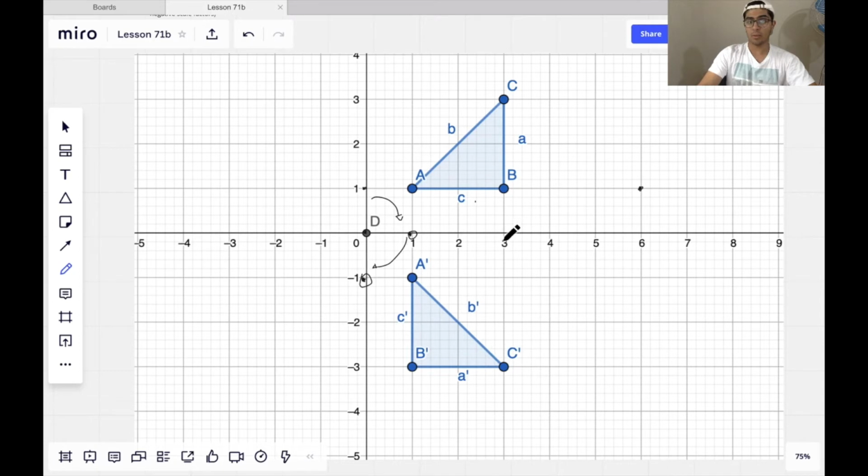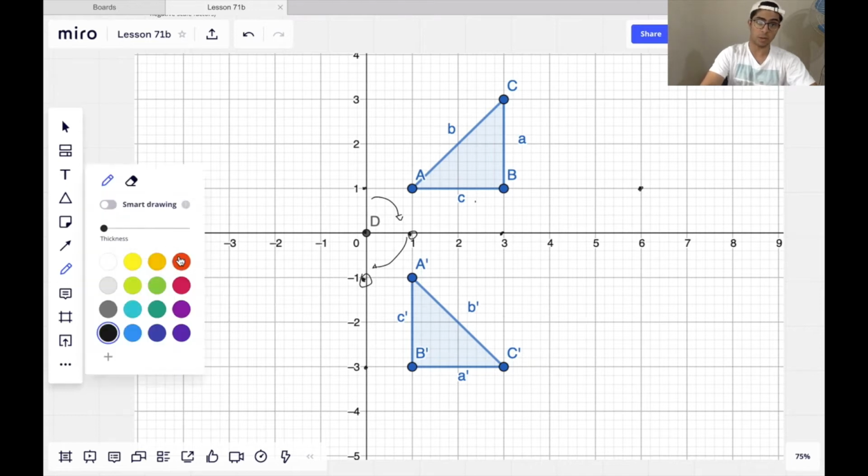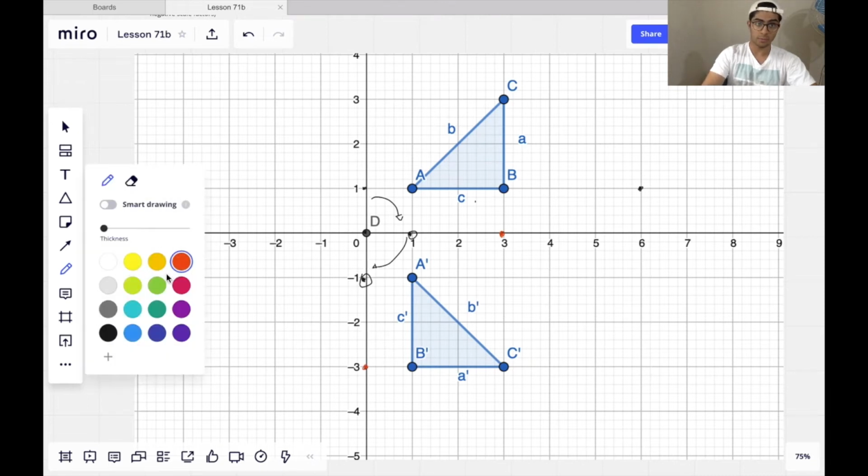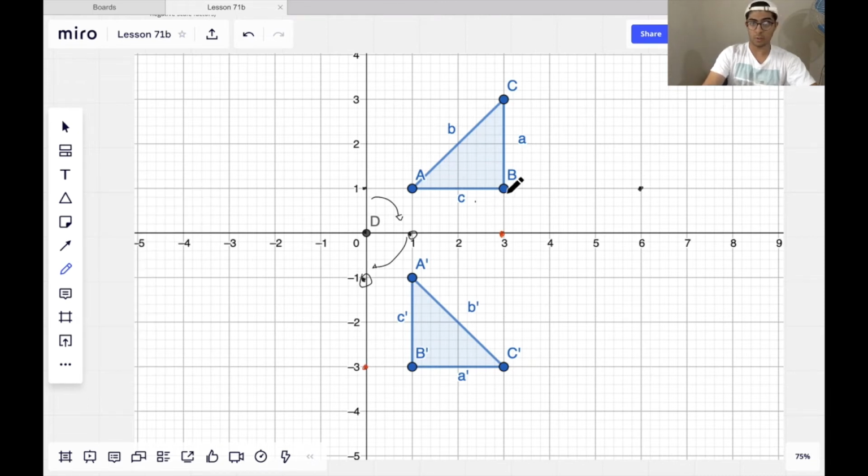If we try that with B, there's 3 here and 1. So we rotate this 90 degrees clockwise, and the 3 will end up here at -3. That'll be one of the points. Perhaps if I use some colors, it will help. If we look at the point (3, 1), there's 1 here. If we look at the y coordinate and rotate this, that will end up over here. So we look at where those intersect.